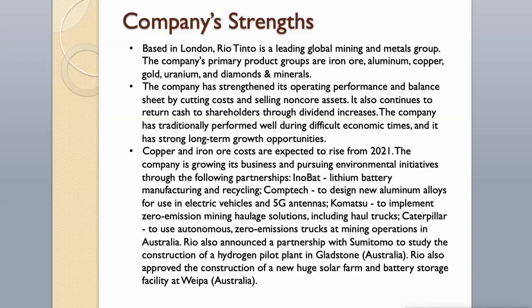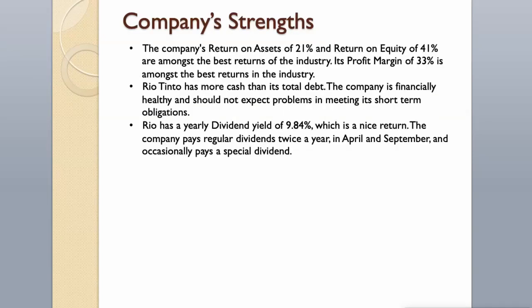Rio also announced a partnership with Sumitomo to study the construction of a hydrogen pilot plant in Gladstone, Australia. Rio also approved the construction of a new huge solar farm and battery storage facility at Weipa, Australia. The company's return on assets of 21% and return on equity of 41% are amongst the best returns of the industry. Its profit margin of 33% is amongst the best returns in the industry.